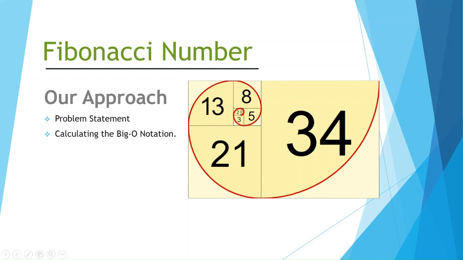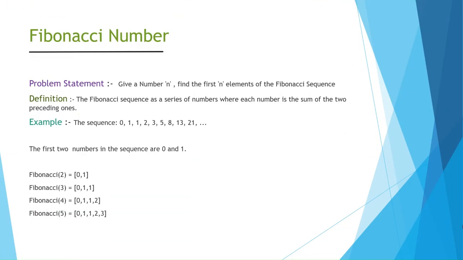In our approach, we first have the problem statement. After that, we also calculate the big O notation. First, we find out what the problem statement is and how we can solve it. You can solve it with me, and we will both solve this problem. Here we have the problem statement of a Fibonacci number.